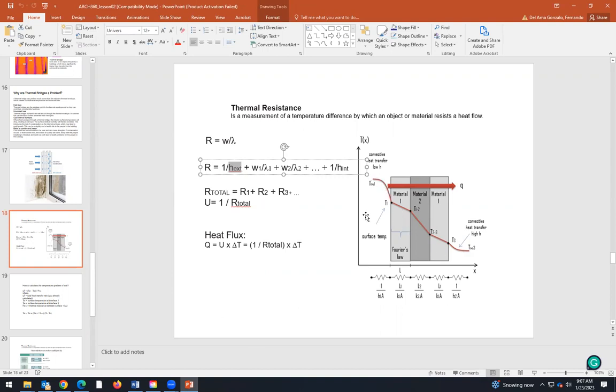Remember that when we have a gas, we have convection. So this is air, we have convection. When we have solid elements, we have conduction. So this is the heat flow through solids. It depends on the thickness or the width of the material, and it depends on the thermal conductivity of this material.